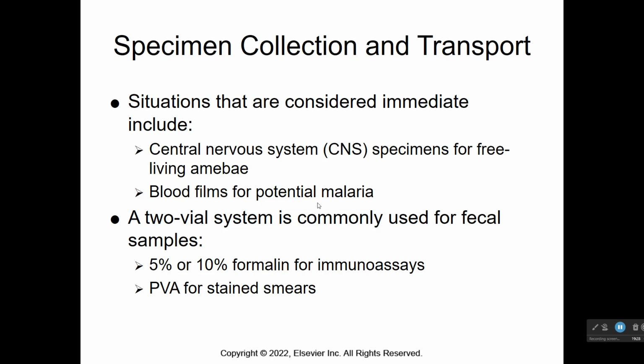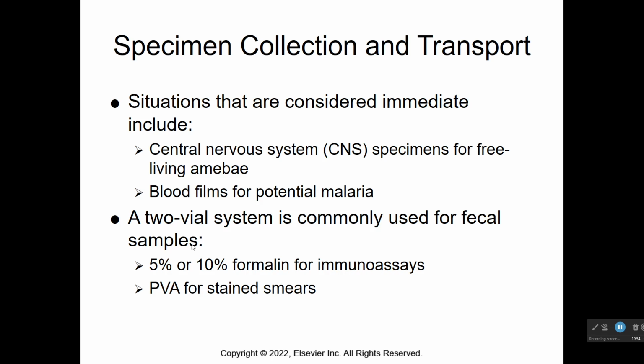Another one that's stat is the blood films for malaria. We do diagnose malaria, babesiosis, and leishmaniasis, usually leishmaniasis, but definitely Plasmodium, which causes malaria, and Babesia, which causes babesiosis. We see those in blood films. We want to get those stained and read as quickly as we can.